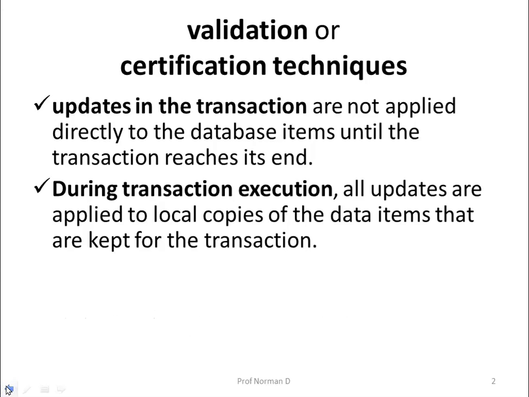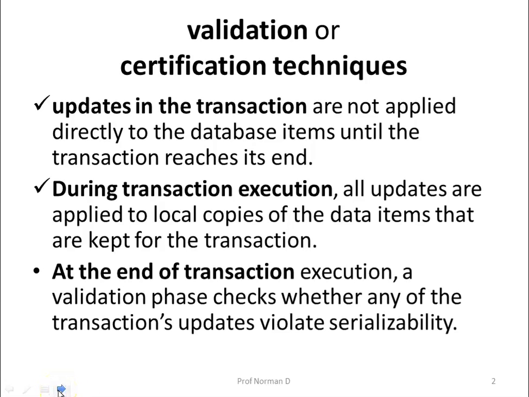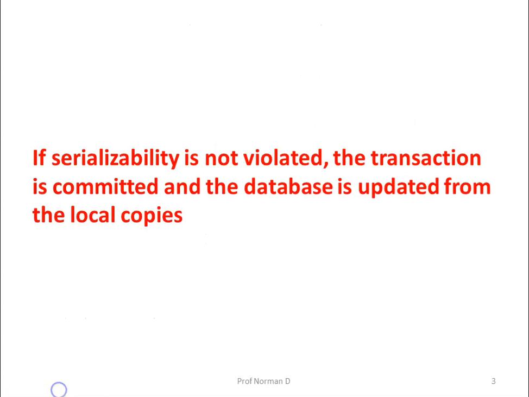During transaction execution, all updates are applied to local copies of the data items that are kept for the transaction. And finally, at the end of the transaction, a validation phase checks whether any of the transaction updates is violating serializability or not. If serializability is not violated, the transaction is committed and the database is updated from the local copies.